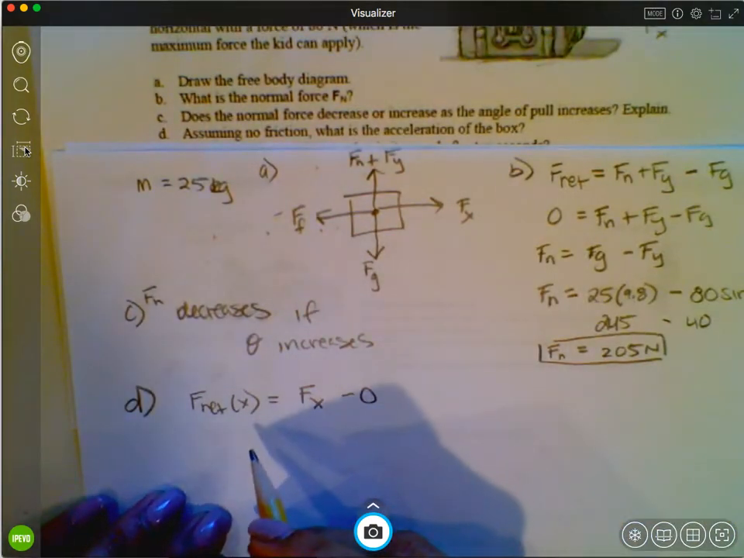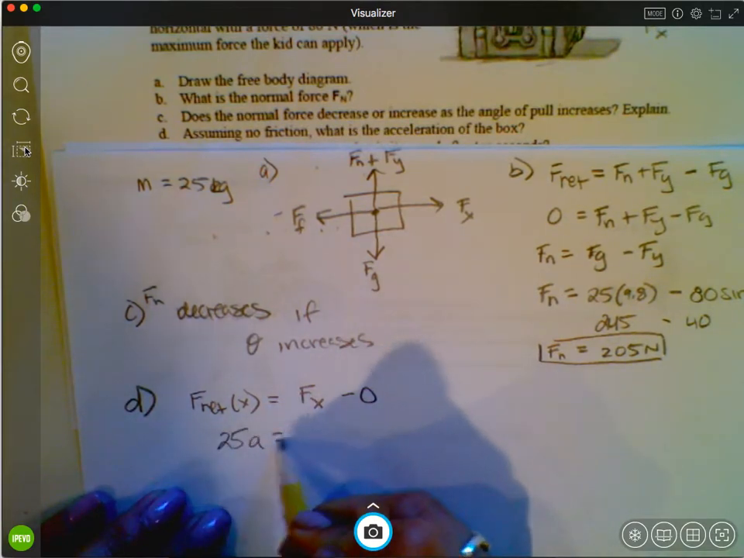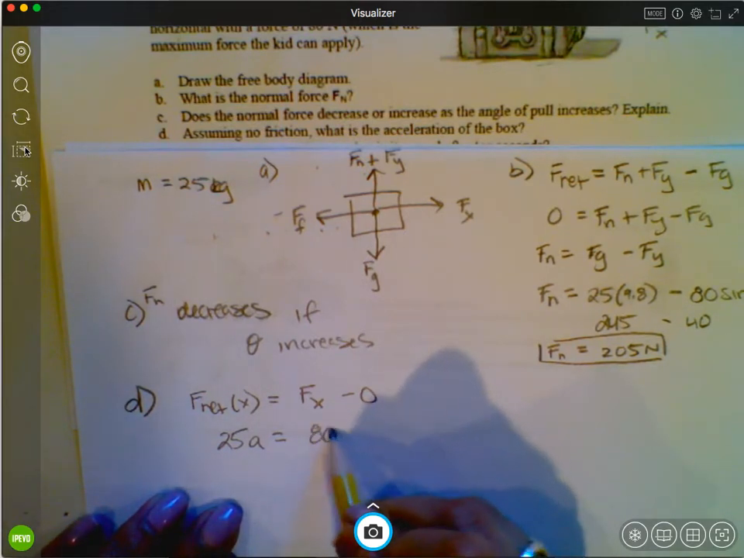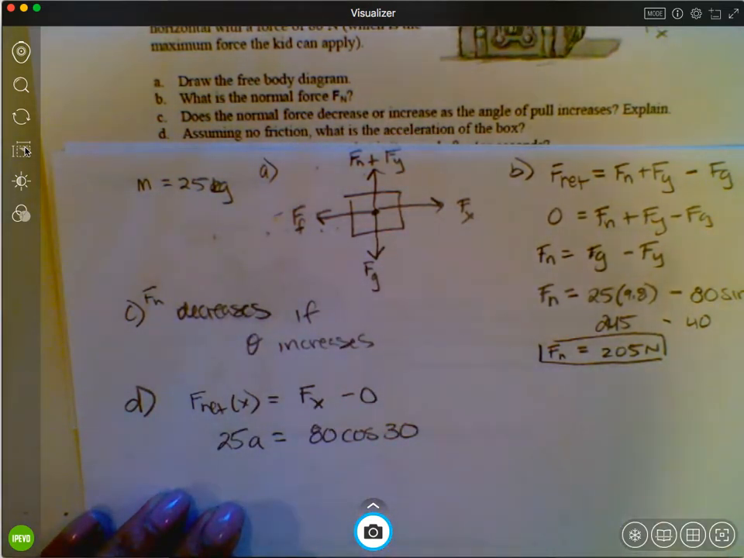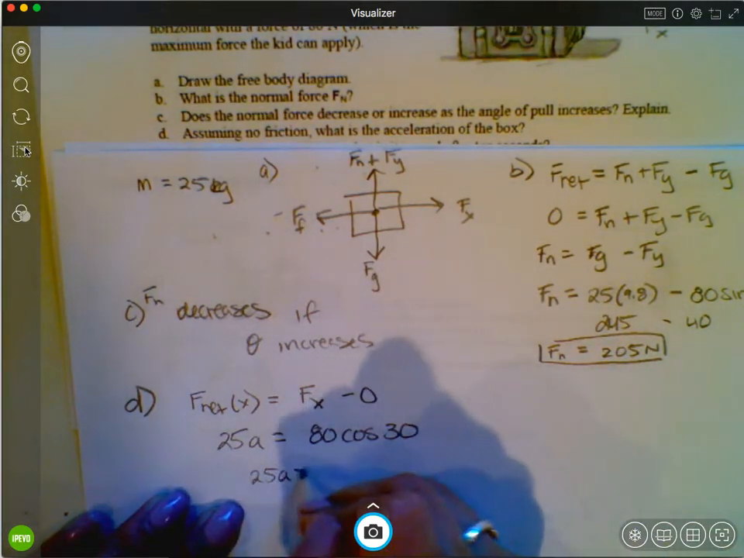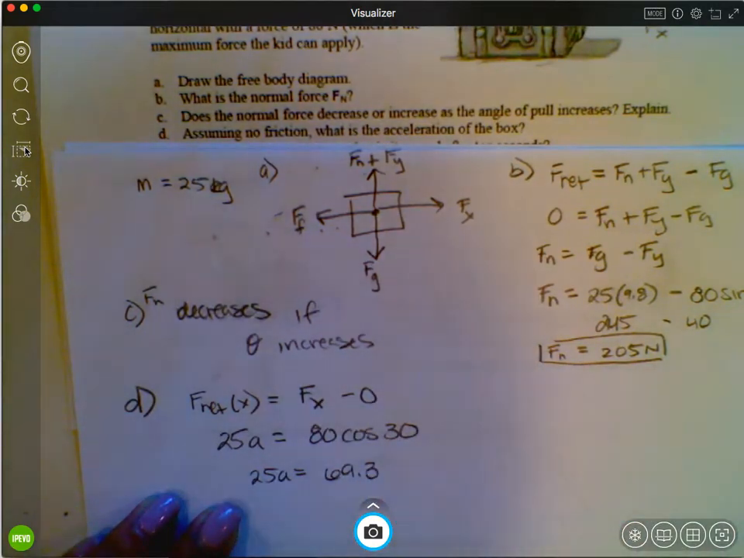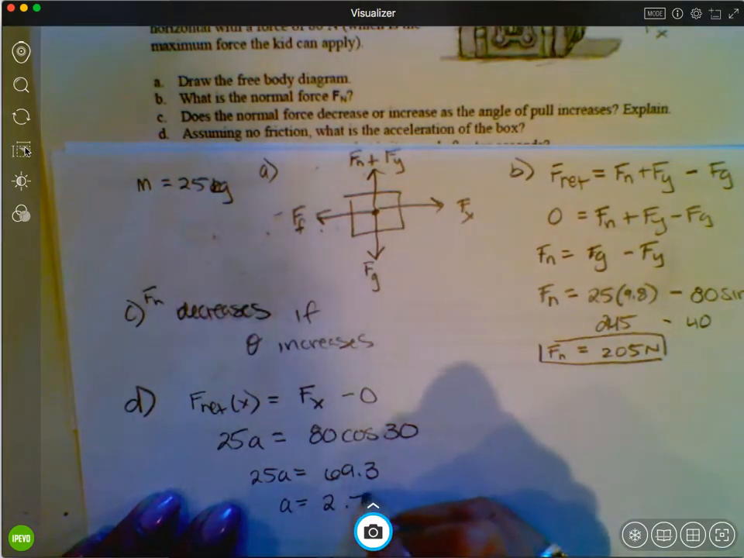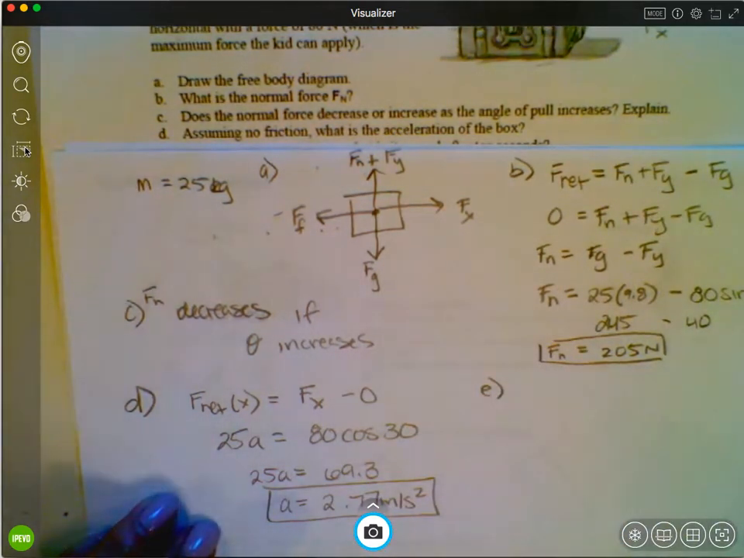All right. And let's see, so then the net force would be ma. Fx is going to be 80 cosine 30, which is 69.3. Okay, divide by 25. So I get a equals 2.77. Okay.